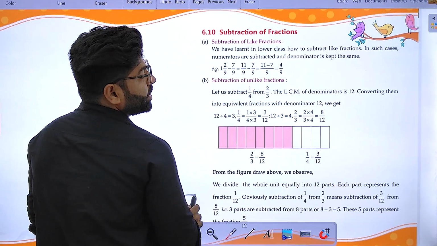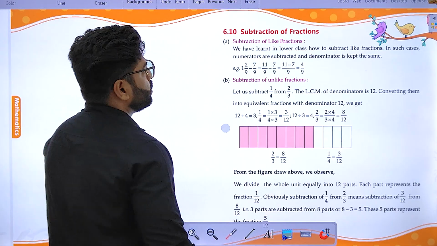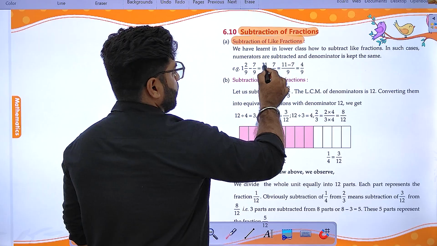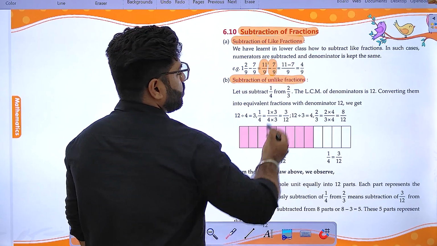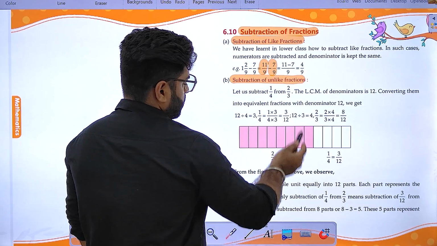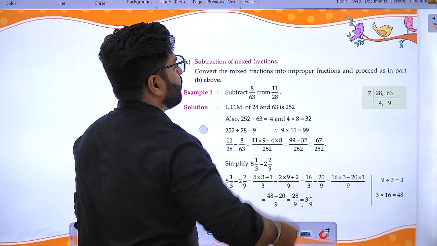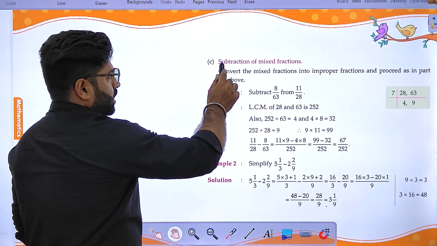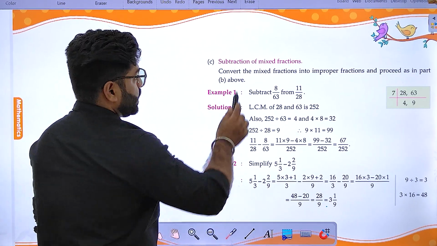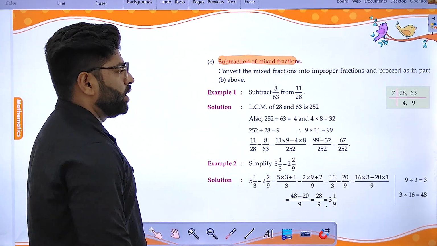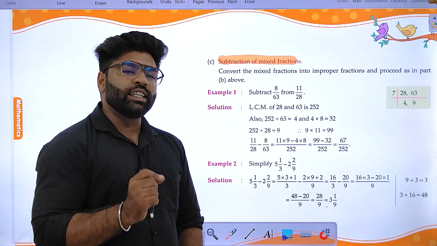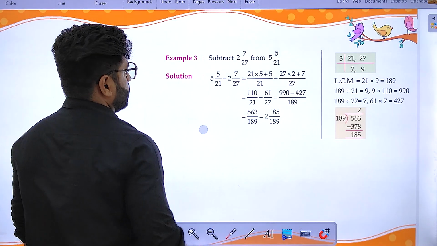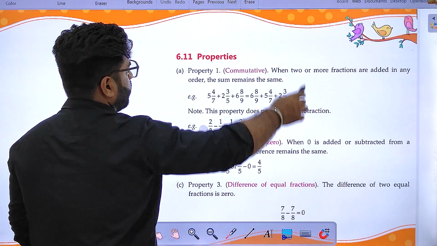Next we are having subtraction. So next we are going to solve the subtraction of fractions. Subtraction of like fractions is like 11 by 9 minus 7 by 9. Then subtraction of unlike fractions. If we are having unlike fractions, first we are going to change them into like fractions. Next we are having subtraction of mixed fractions. So here we are having mixed fractions. We have to compulsorily change them into improper fractions and then subtract them. Clear? So let's see what we are having.